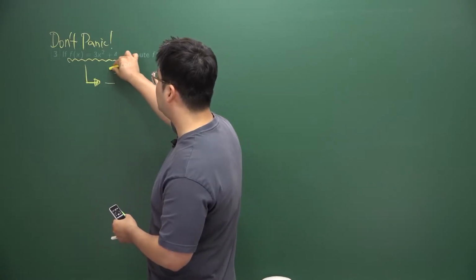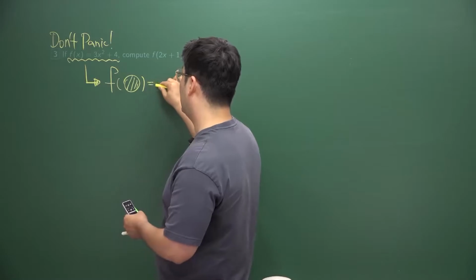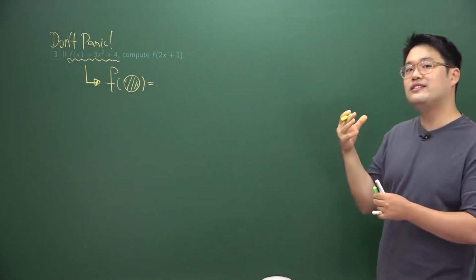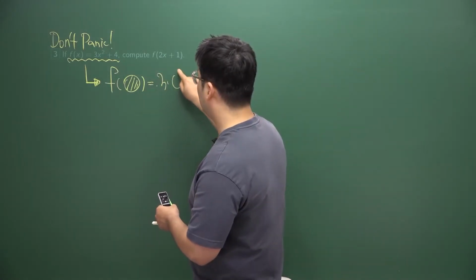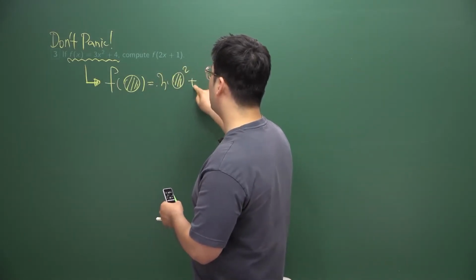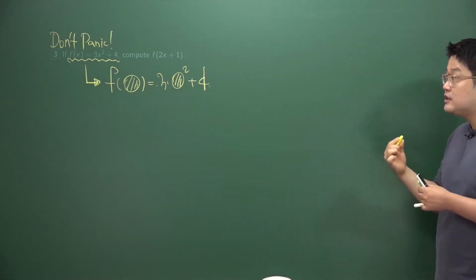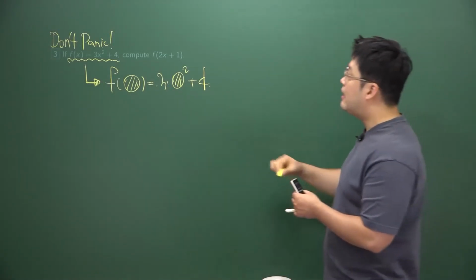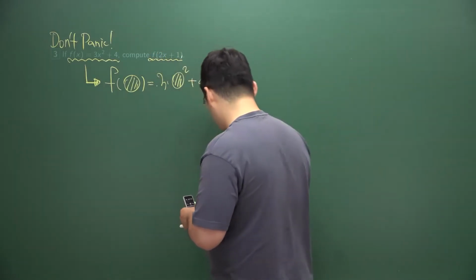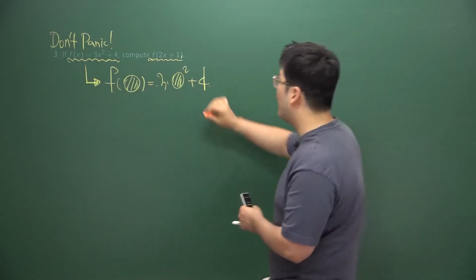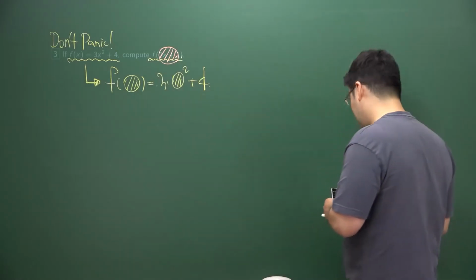If we have f of something, think about a circular blurb, okay? If I have f of something that goes inside the parentheses, this is pretty much 3 times that circular blurb squared plus 4, okay? That's the meaning of it. Now, if I have f of 2x plus 1, it's fine. All I gotta do is to consider that 2x plus 1 as a circular blurb.